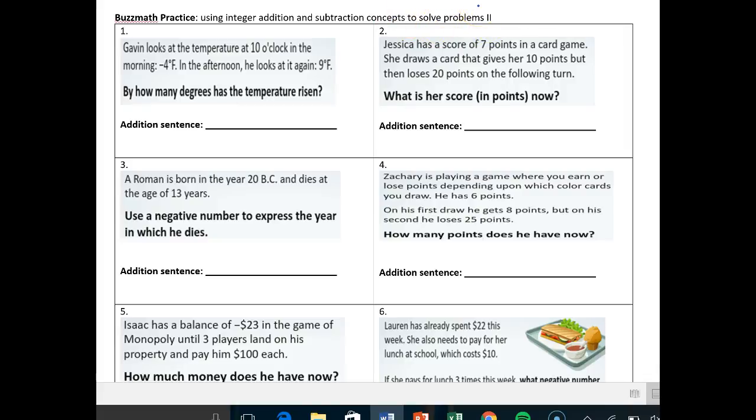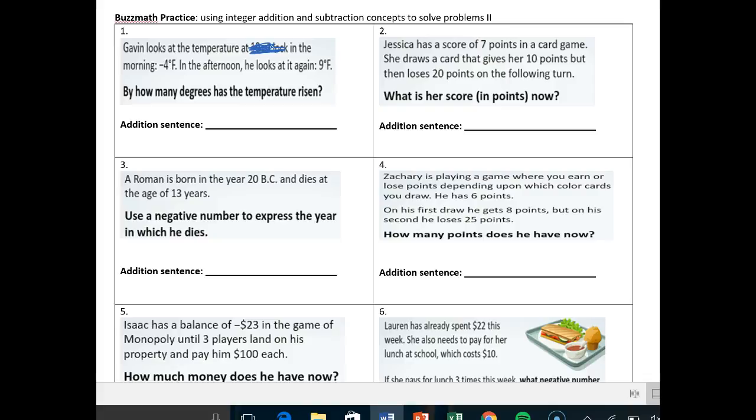So Gavin looks at the temperature at 10 o'clock in the morning. It's -4 degrees Fahrenheit. In the afternoon he looks again and it's 9 degrees Fahrenheit. By how many degrees has the temperature risen? So you're trying to find the change in temperature from -4 to 9 degrees. Some of you say, well, where does the 10 come in? He's just saying, hey, that was the time that he saw the temperature.